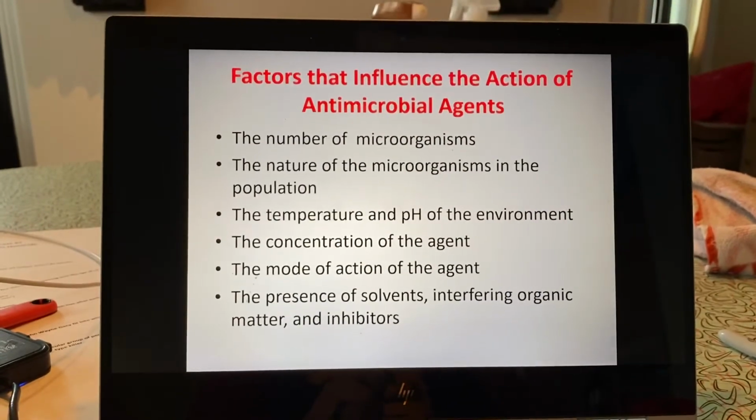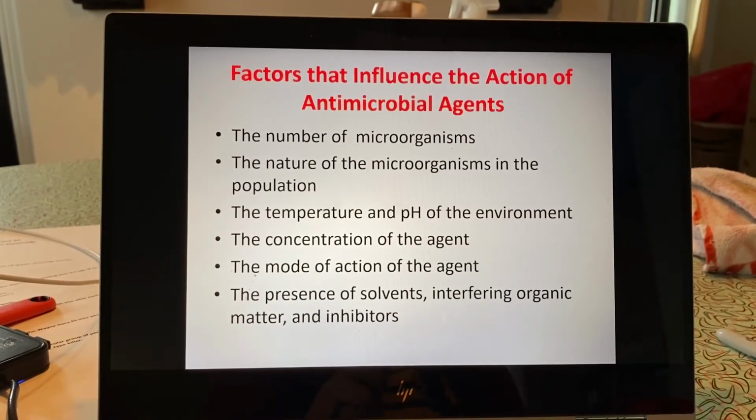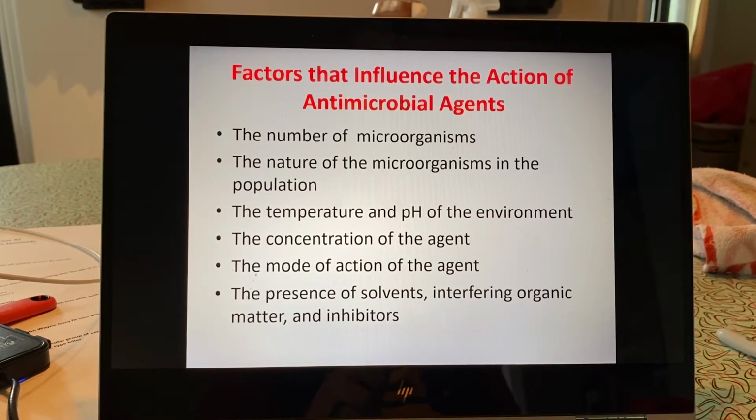So here are some factors that influence how well these chemicals work. Like we mentioned, the number of microorganisms: if you have a huge number of bacteria versus a small number, that's going to influence the time and the concentration of what you need to use. The nature of microorganisms simply means, what is it? Are they endospores? Are they vegetative bacteria? Are they viruses?